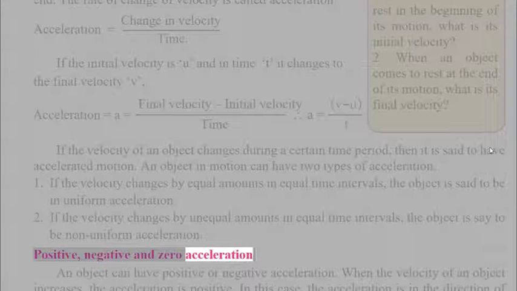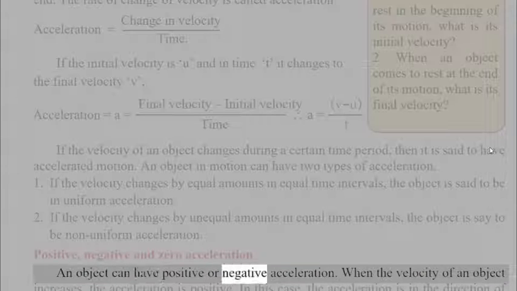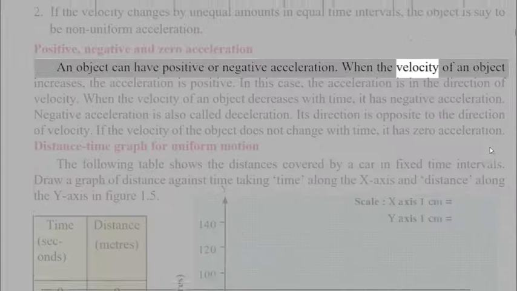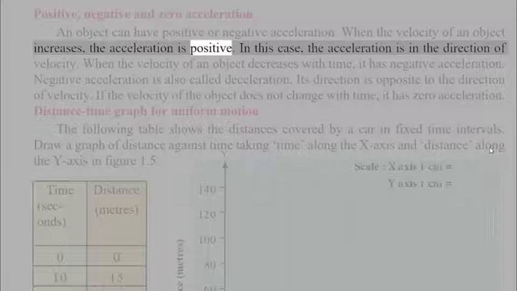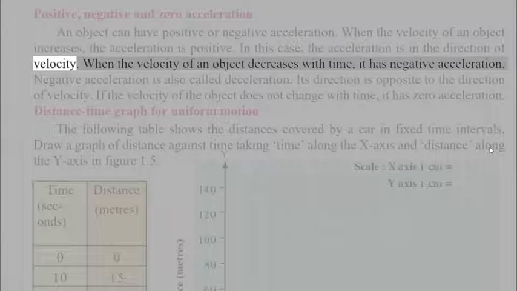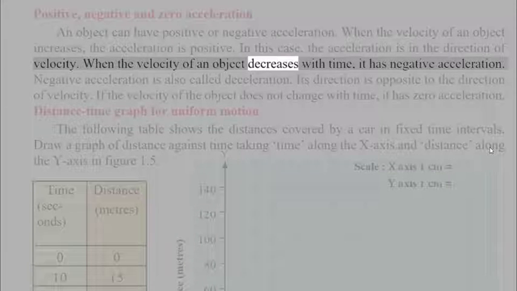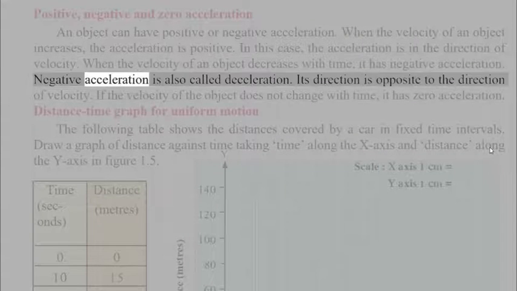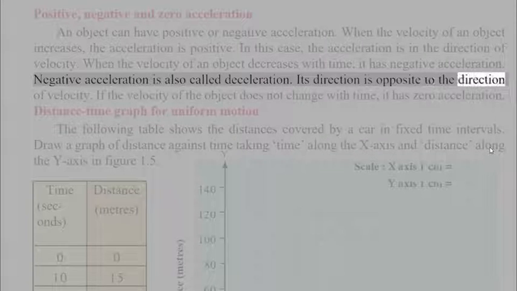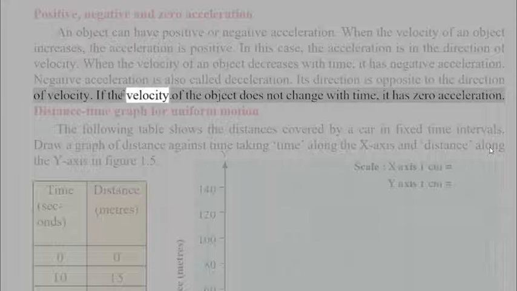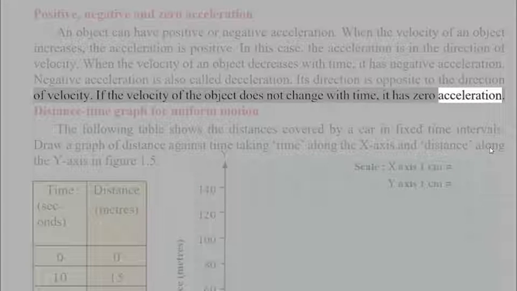Positive, negative, and zero acceleration. An object can have positive or negative acceleration. When the velocity of an object increases, the acceleration is positive. In this case, the acceleration is in the direction of velocity. When the velocity of an object decreases with time, it has negative acceleration. Negative acceleration is also called deceleration. Its direction is opposite to the direction of velocity. If the velocity of the object does not change with time, it has zero acceleration.